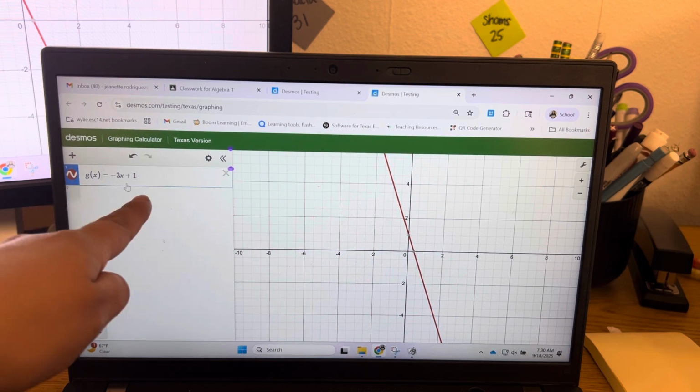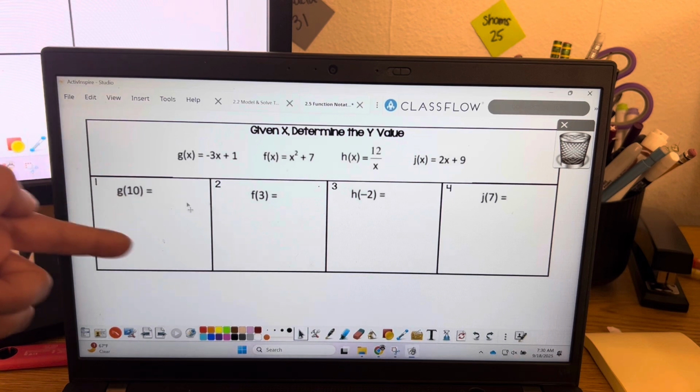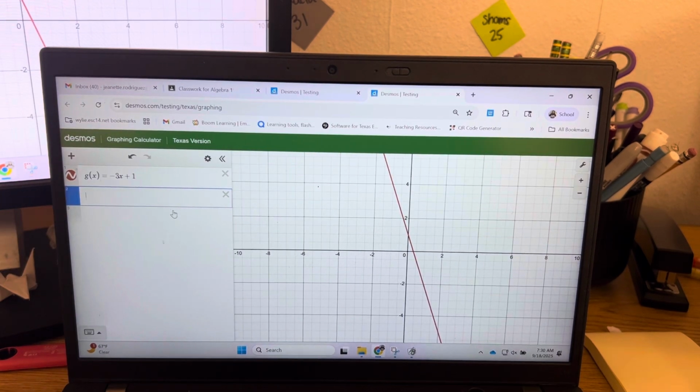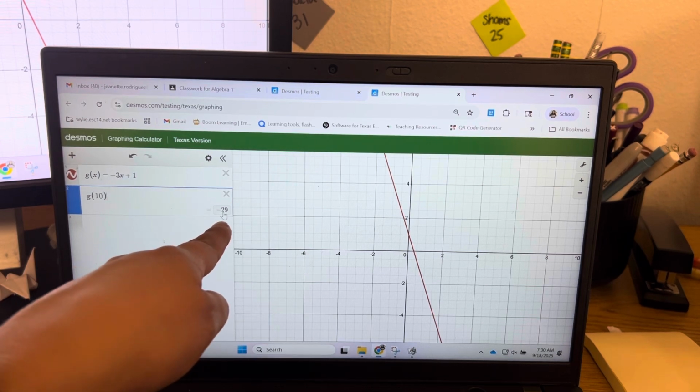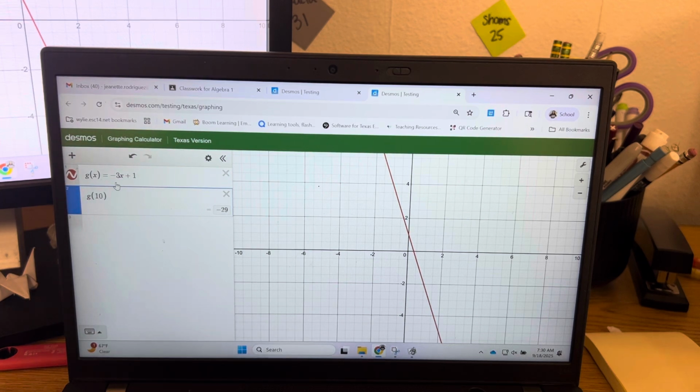Written verbatim. And then in the second box, I'm literally going to type g of 10. If I type in g of 10, you don't have to hit enter, it gives me the solution right there. So that's just as easy as STO, but it's just one of those things that you can choose from.